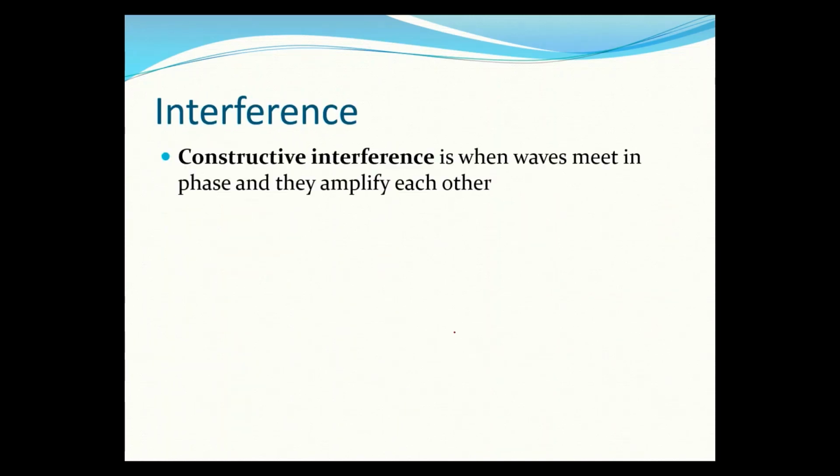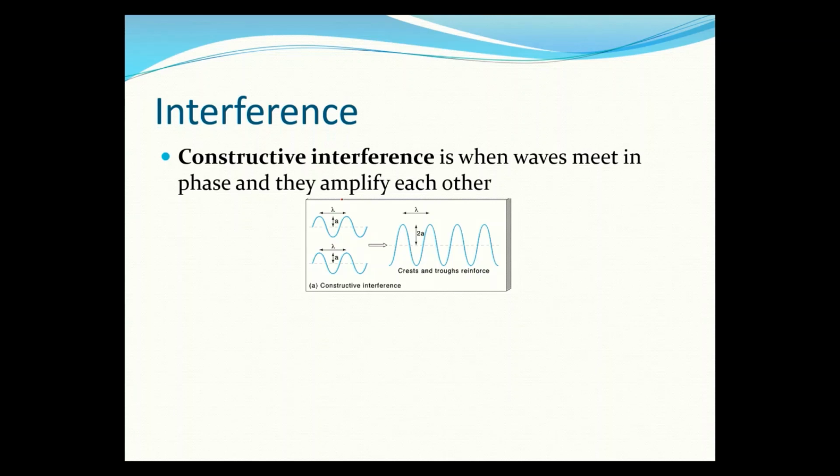Interference, there's two types. There's constructive interference, and that's where waves meet in phase and they amplify each other. So you can see that a crest matches up with a crest and a trough matches up with a trough. And by amplify, we get bigger amplitude. So instead of having 1A as our amplitude, we now have 2A as our amplitude.